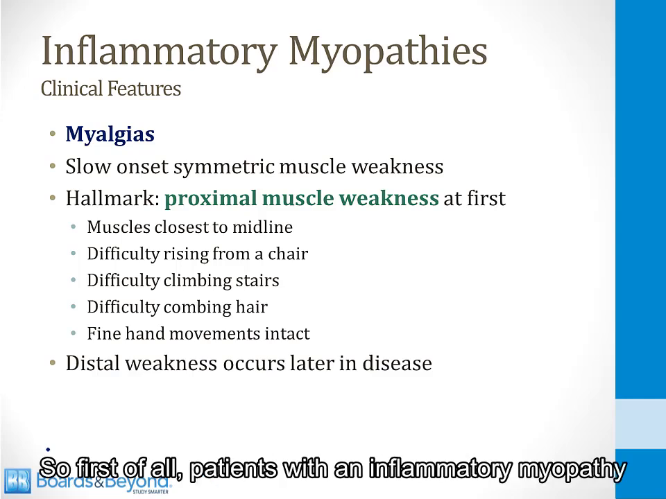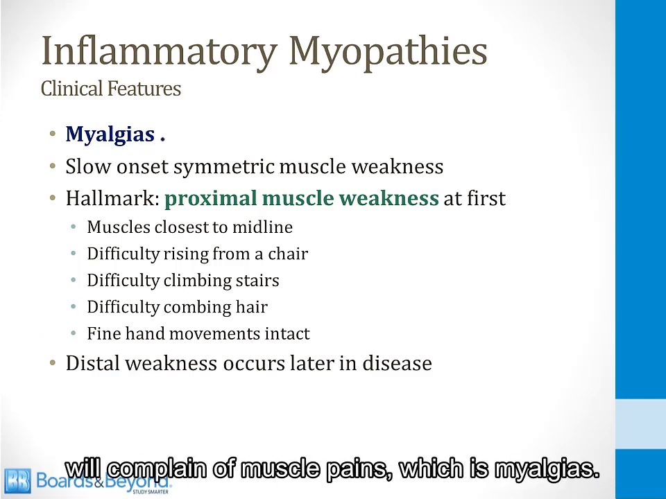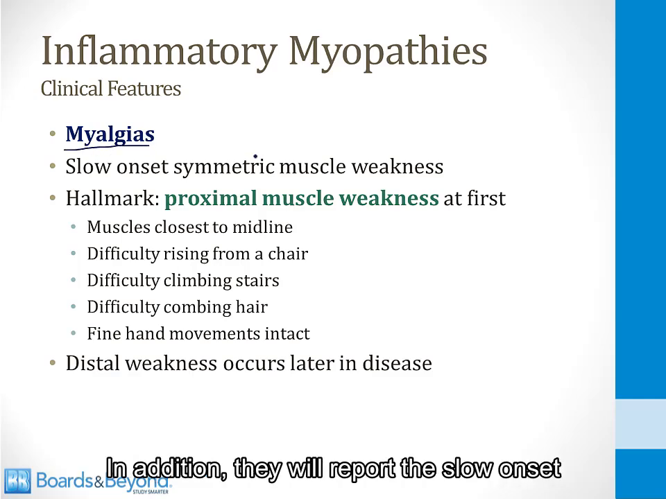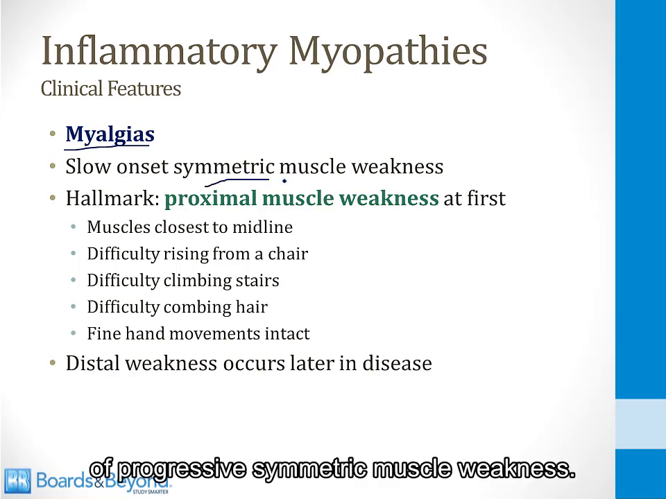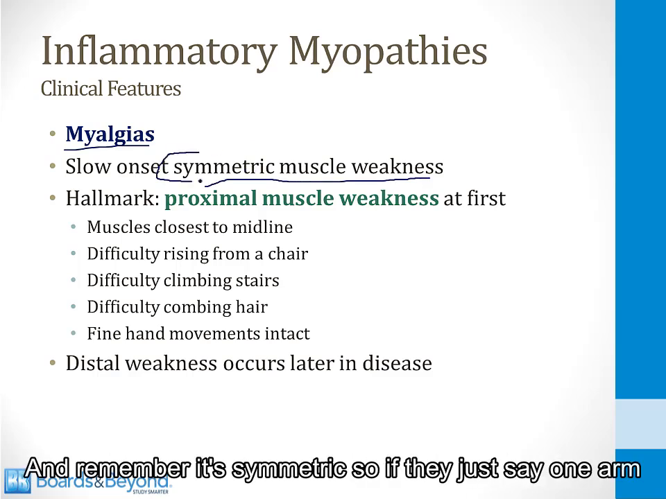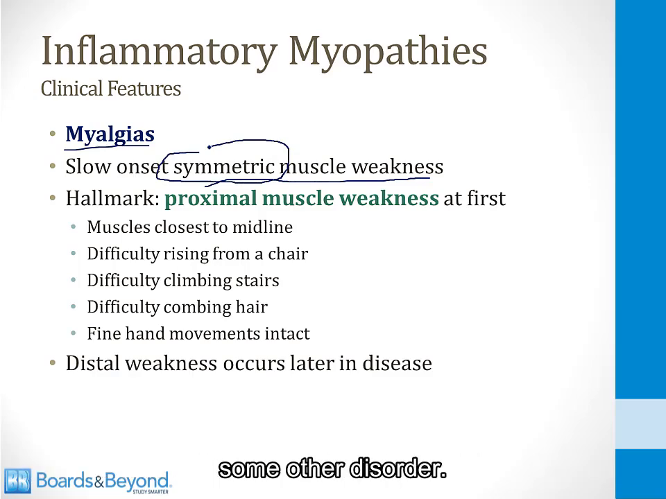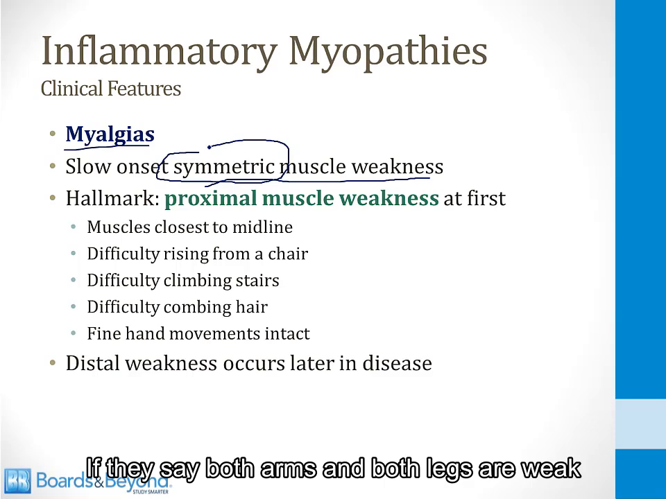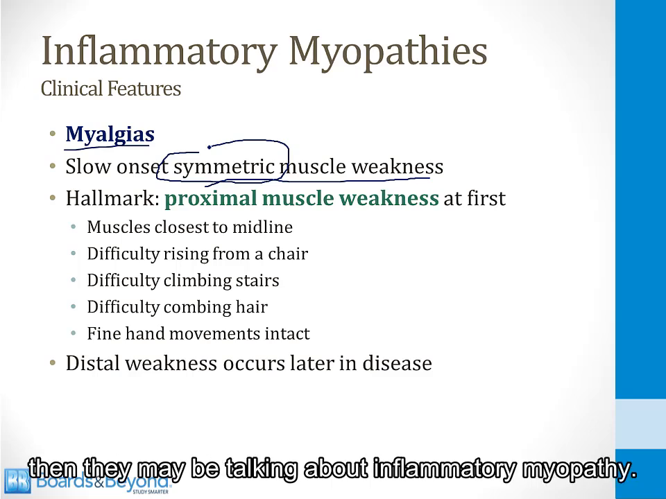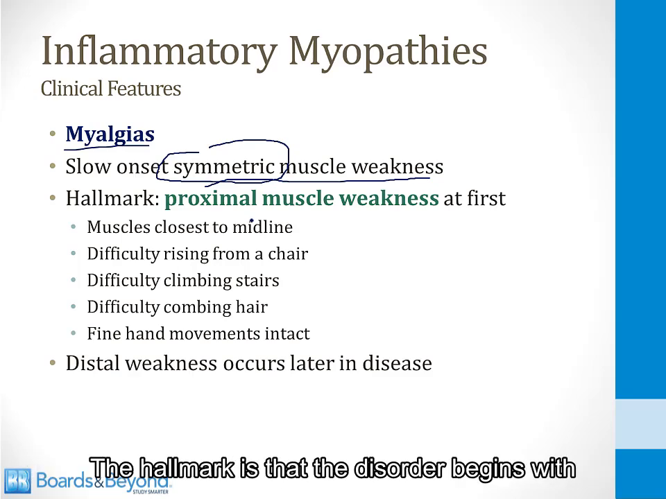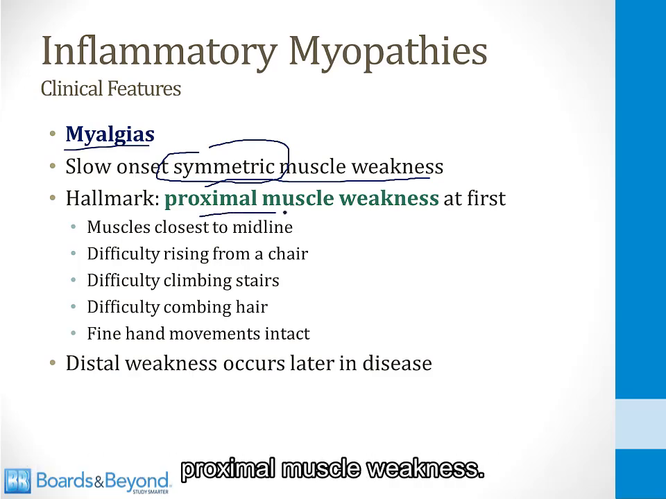So first of all, patients with an inflammatory myopathy will complain of muscle pains, which is myalgias. In addition, they will report the slow onset of progressive symmetric muscle weakness. And remember, it's symmetric, so if they just say one arm or one leg is weak, then they're talking about some other disorder. If they say both arms and both legs are weak, then they may be talking about an inflammatory myopathy. The hallmark is that the disorder begins with proximal muscle weakness.